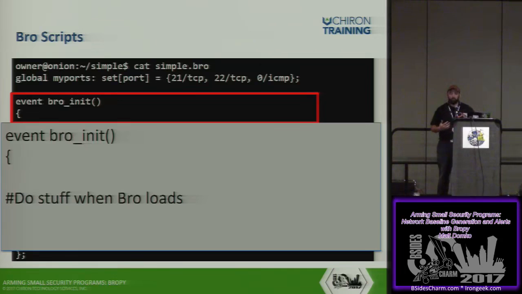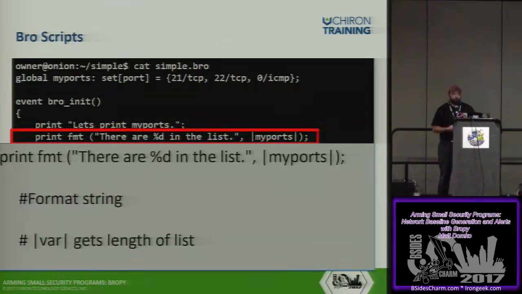So event bro_init, when Bro first starts up, what do I want it to do? Well, I want it to print a string, and then I want it to do format string. So I took my variable, and using the pipes, on the right-hand side, you can see pipes, my ports. So that's actually going to tell me how many items are in my ports.